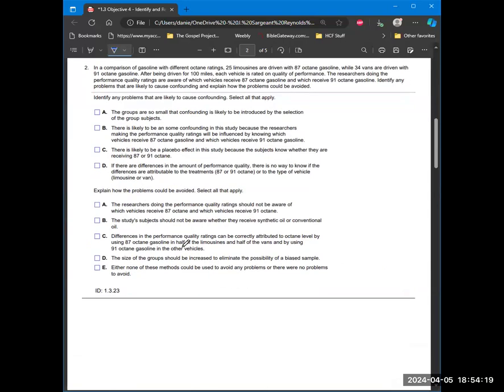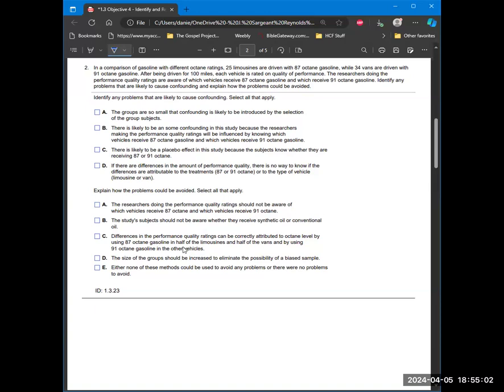And it says, in a comparison of gasoline with different octane ratings, 25 limousines are driven with 87 octane gasoline, while 34 vans are driven with 91 octane gasoline. After being driven for 100 miles, each vehicle is rated on the quality of performance. The researchers doing the performance quality ratings are aware of which vehicles receive 87 octane gasoline and which receive 91 octane gasoline. Identify any problems that are likely to cause confounding and explain how the problems could be avoided.